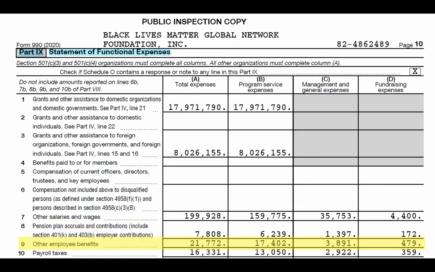Line nine, which is other employee benefits. Other employee benefits, based on the information in the instructions, reads as follows. Line nine reads as follows. Other employee benefits. Contributions by the filing organization, which is the Black Lives Matter Global Network Foundation, that pertain to insurance, health, and welfare programs that aren't an incidental part of a pension plan, which you've already included on line eight, also include the cost of other employee benefits.